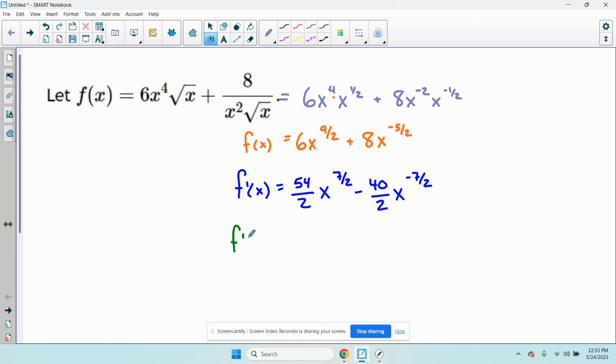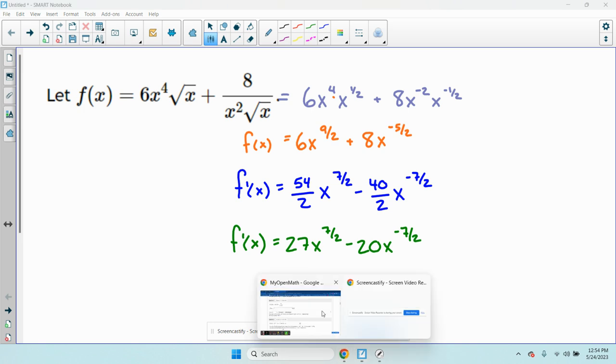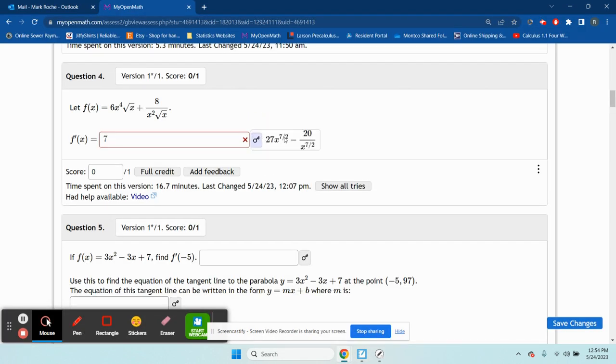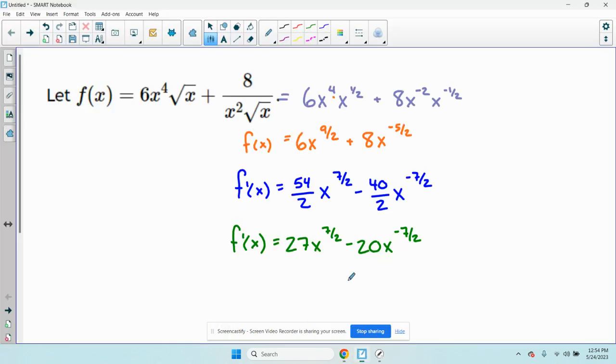This is going to be f prime of x: 54 over 2 is 27, x to the 7/2, minus 40 divided by 2 is 20, x to the -7/2. Let's see. I don't know how they want you to write the answer. Okay, they want the 7/2 on the bottom. So they do want you to move this back to the bottom. Maybe they'll accept this. I don't know. Try it. If they don't, then I guess they want you to write each term with positive exponents.